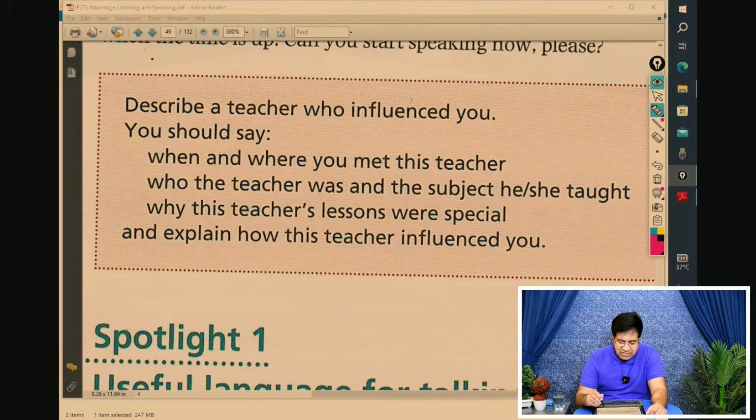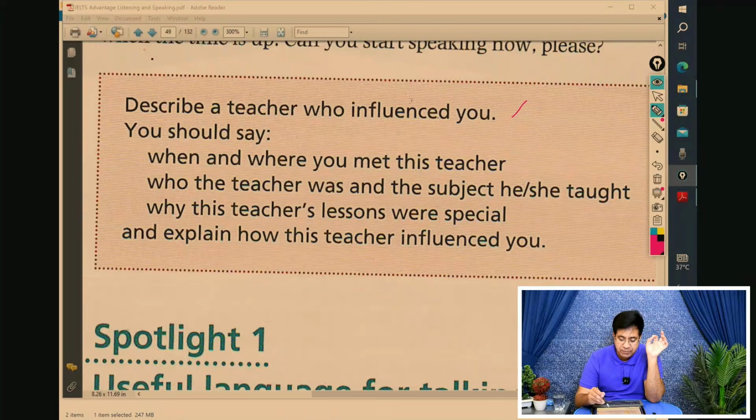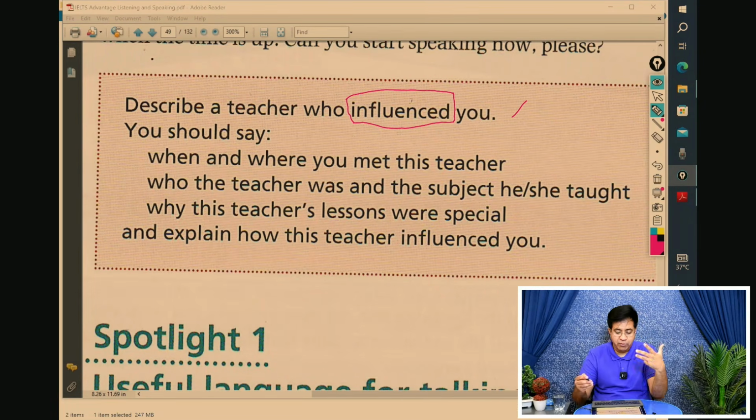Now, the topic is somewhat like: describe a teacher who influenced you. The first thing that you have to do when you get the topic, you have to see two things. First of all, observe the verb. Now, over here, influenced is the verb. And you can see this verb is in the second form of the word. Influenced. Right? This means this cue card is in the past tense.